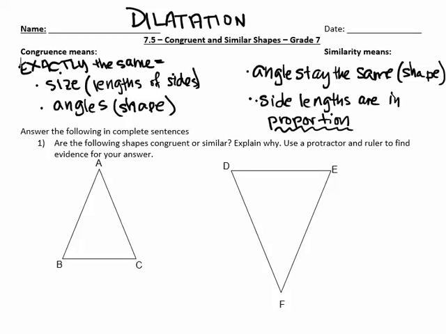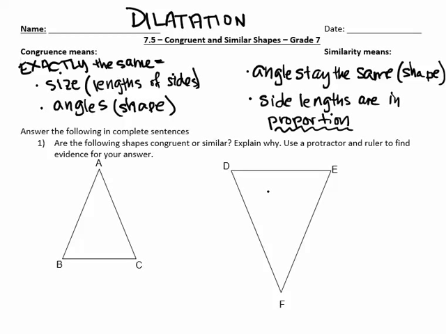So a triangle that looks exactly the same is still similar to itself, which means this: all congruent shapes, which means two of exactly the same shape, are also similar shapes because they have the same angles and the side lengths are still in proportion.